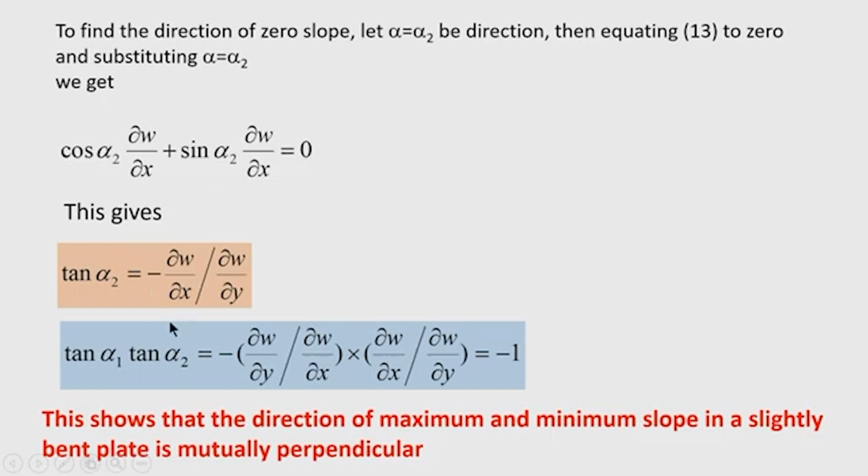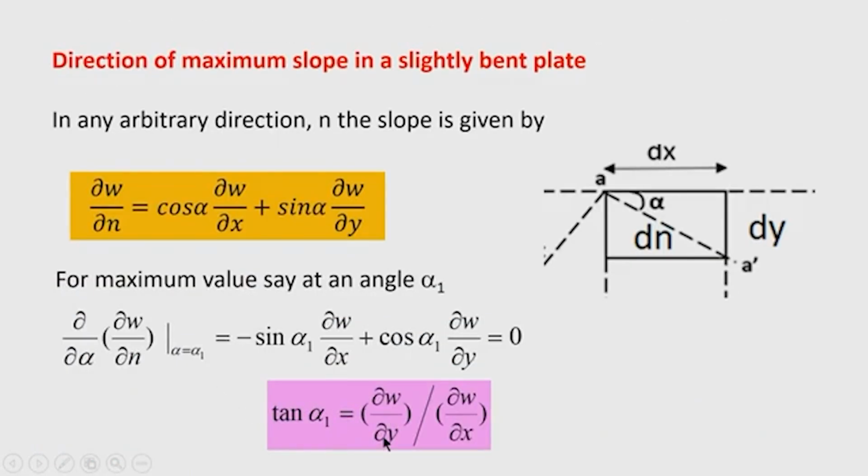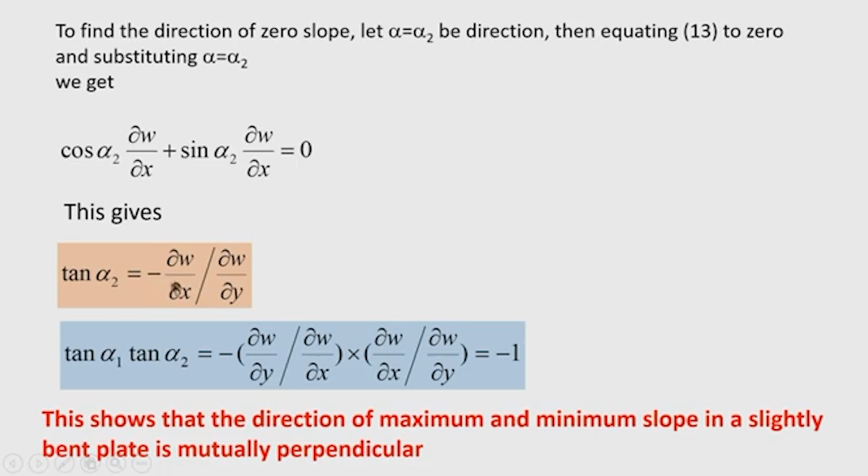One interesting thing you can note here, that tan alpha 1 is equal to del w by del y by del w by del x, and tan alpha 2 is minus del w by del x by del w by del y. So, if I multiply tan alpha 1 by tan alpha 2, the quantity will be minus 1. So, from this expression we can conclude that the directions of maximum and minimum slope in a slightly bent plate are mutually perpendicular. This is an important conclusion in our small deflection theory of the plate.